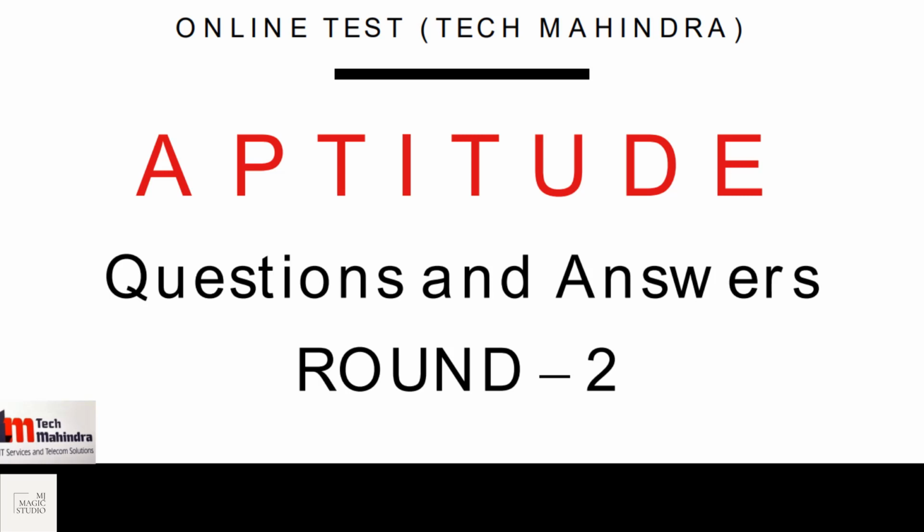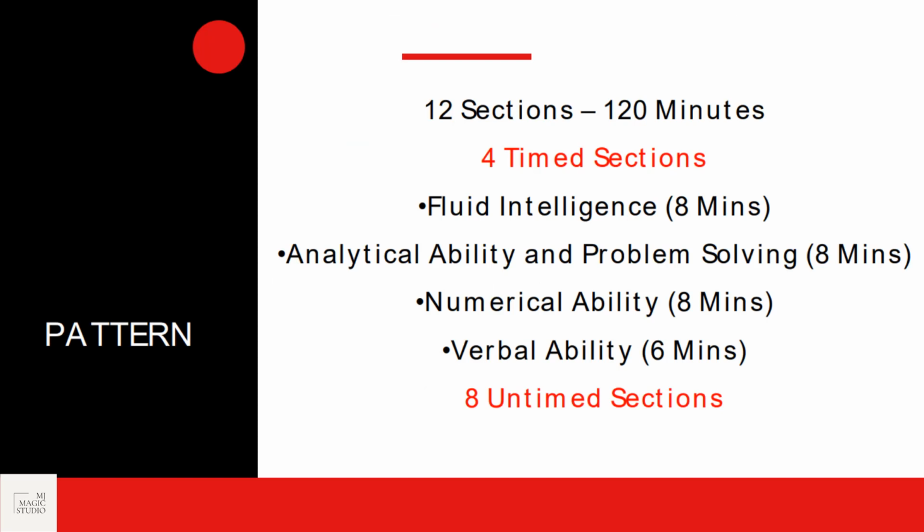Today I'm with the Tech Mahindra online assessment test round 2. After you have written round 1, which was 90 minutes with 4 sections on verbal ability, numerical ability, reasoning ability, and an essay or paragraph writing, you would receive a mail to write round 2 before they invite you for an interview. Round 2 pattern is the old pattern itself.